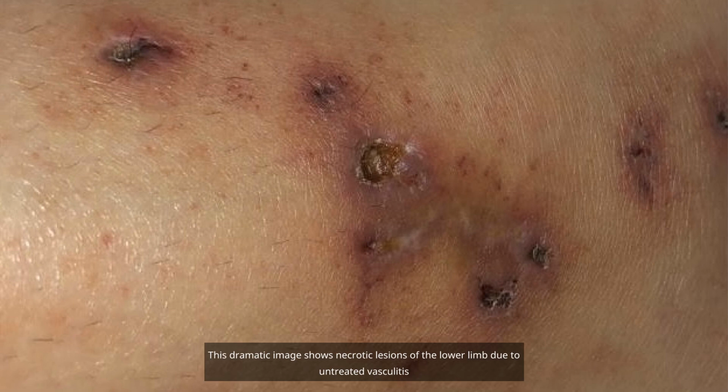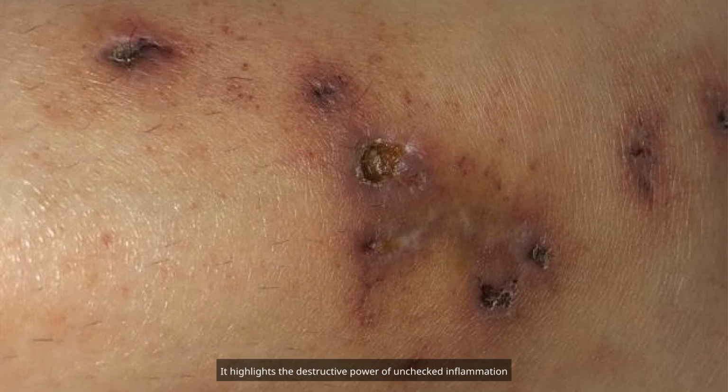This traumatic image shows necrotic lesions of the lower limb due to untreated vasculitis. These ulcers are painful, risk superinfection, and may require debridement or grafting. It highlights the destructive power of unchecked inflammation. Early recognition and aggressive immunosuppression can prevent such complications.